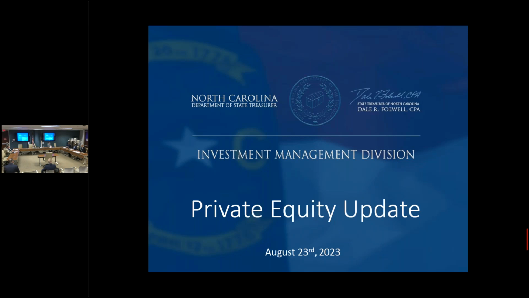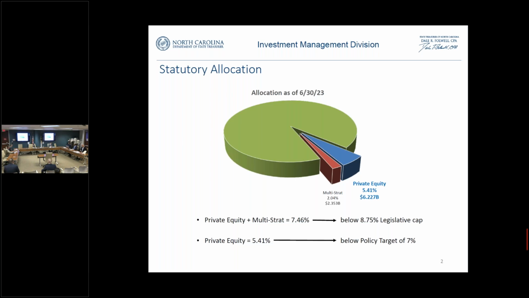So our first page, a normal review of our allocation. We are within our statutory bands. If you recall, the legislative cap for private equity is grouped together with multi-strat, and it cannot exceed 8.75%. Combined, the two are about 7.5%. And in terms of private equity, as of June, we are at 5.4%, below our policy target of 7%, but we are making new commitments and hope to make that differential less over the coming year.